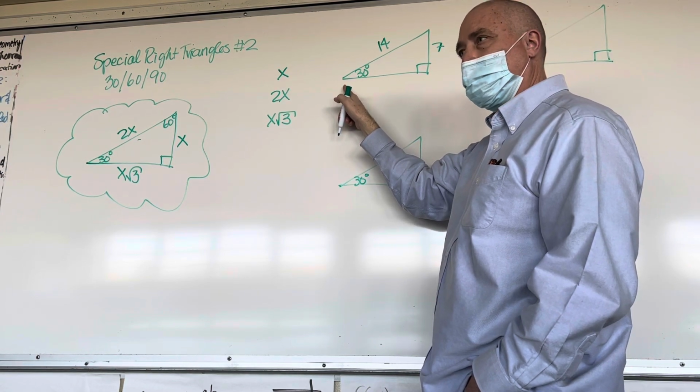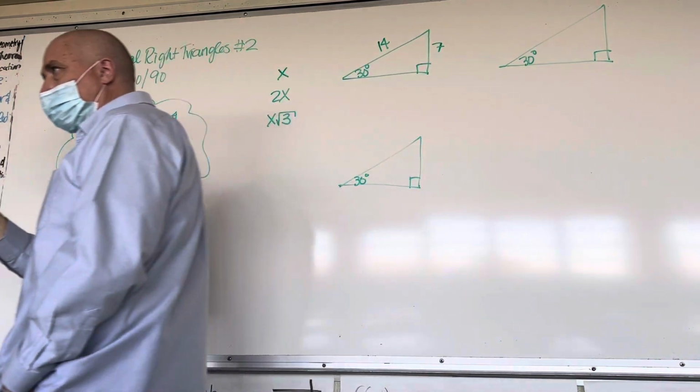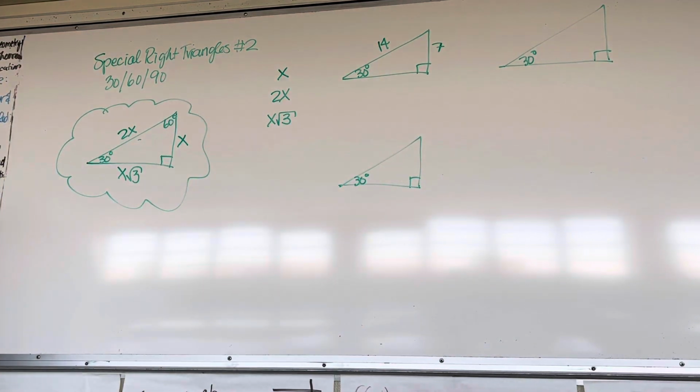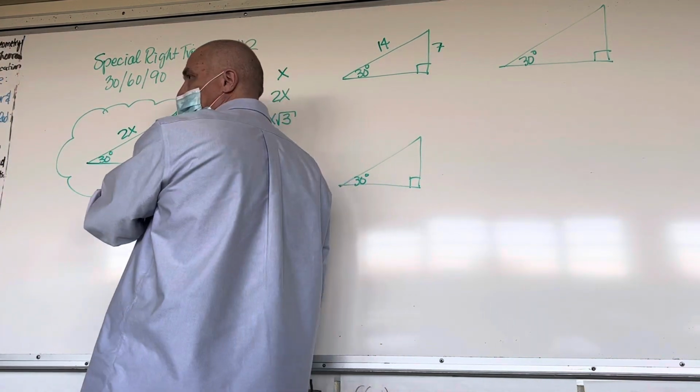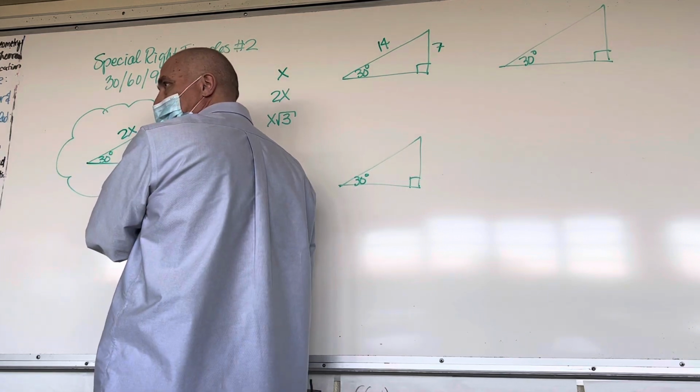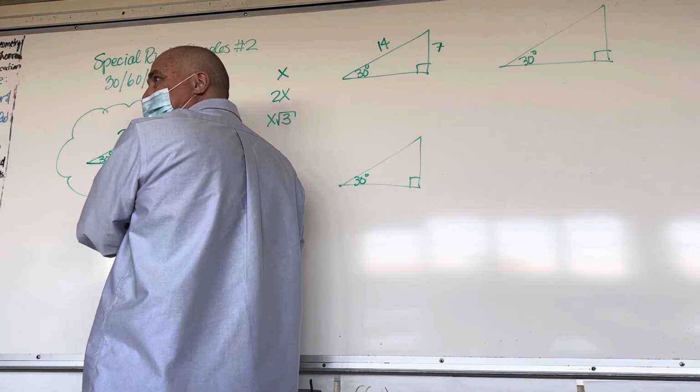Good. Does this make sense to you? Did you hear what she said? She said 7 times the square root of 3. So see the pattern? Whatever the length of this side is, we just multiply it by the square root of 3, and that's the length of this side here. I know, kind of crazy, right?